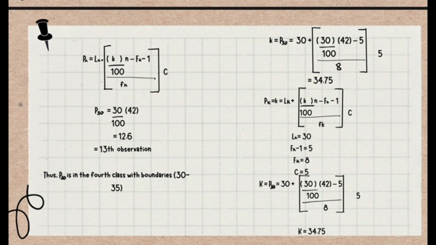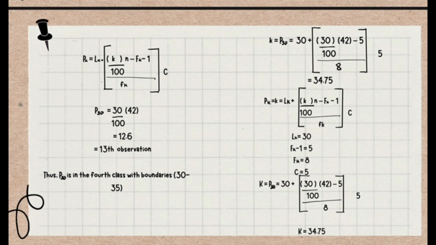The answer is 12.6, so we round it and get the 13th observation. Thus P30 is in the 4th class with the boundaries 30 to 35. So P30 equals 30 plus open bracket 30 over 100 times 42 minus 5 over 8 close bracket times 5. We will get 34.75.